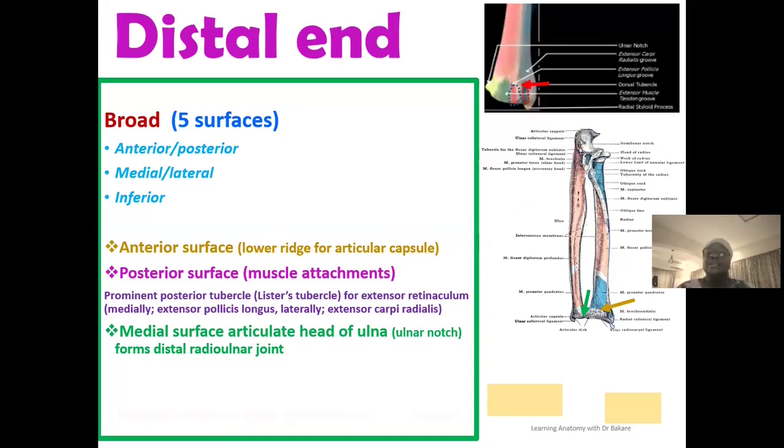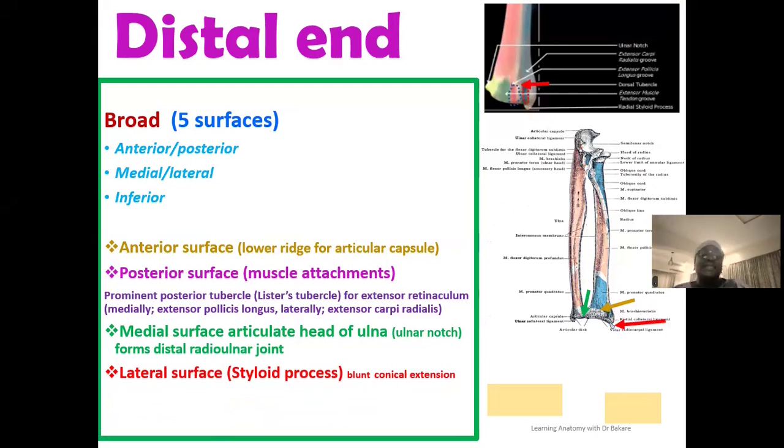Then if you go more laterally, we have a blunt conical extension or projection that is referred to as the styloid process. This styloid process is an extension that is created around the posterior lateral side of the inferior region of the radius, and specifically it is created for the attachment of muscle and also ligaments. Then if you go inferiorly, we have the inferior surface, which is the last surface.